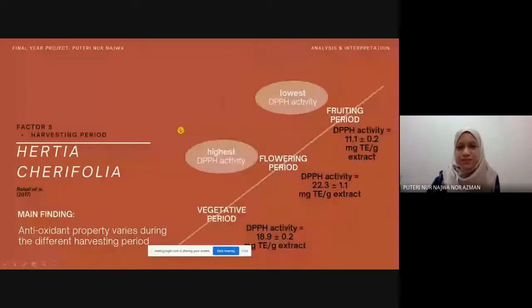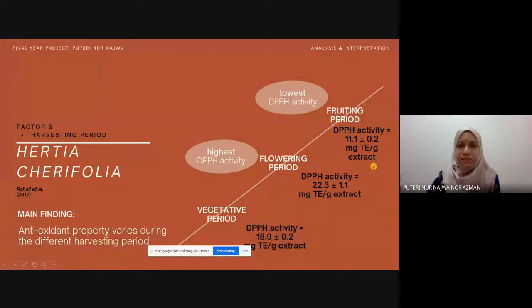Last but not least, the factor number 5, which is harvesting period. It is just as important as other extraction parameters to be considered in the experiment. The main finding is the antioxidant property varies during the different harvesting periods, whereby the extract obtained during the flowering period recorded the highest DPPH activity, which makes them demonstrate the highest antioxidant property among other extracts here.